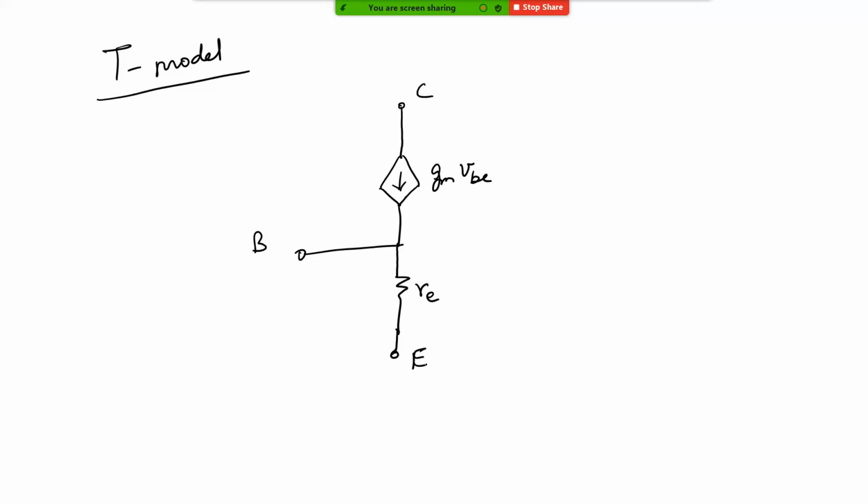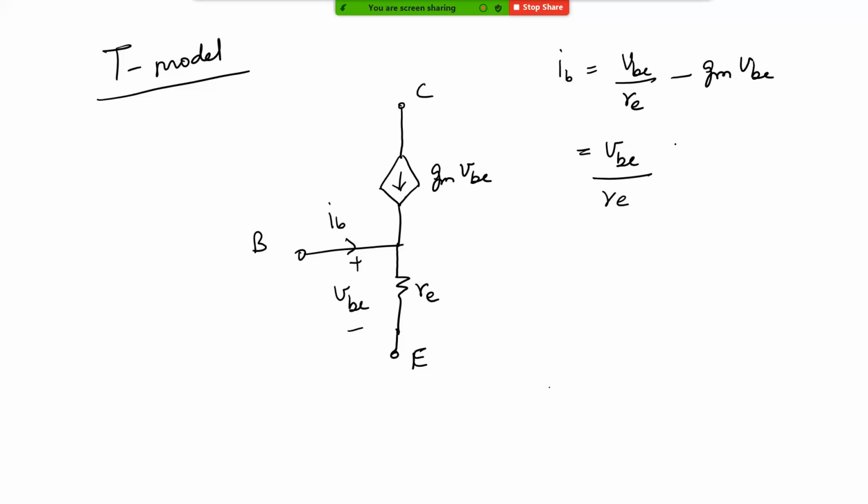So this model is what is called the T model. In order to satisfy ourselves whether this model is correct or not, let's just try to see what is ib. What is small ib? Small ib can be written as what? You have gm times vbe. This is vbe, right? So ib can be written as small vbe by re minus gm times vbe. In other words, you can write this as vbe by re times 1 minus gm times re.